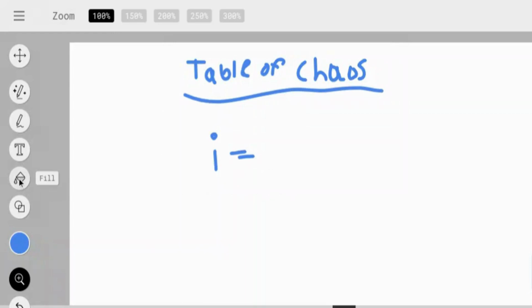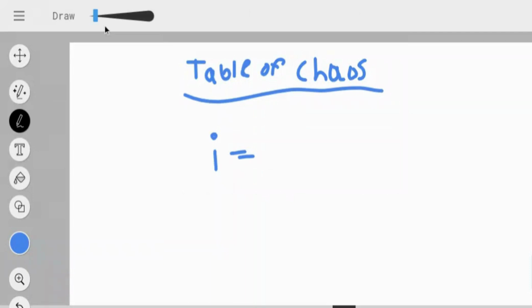Maybe I could just change the brush size. Oh my gosh, I changed it. Okay, so i is equal to the square root of -1. Boom. And that's what kind of started it all. And that would be just i.